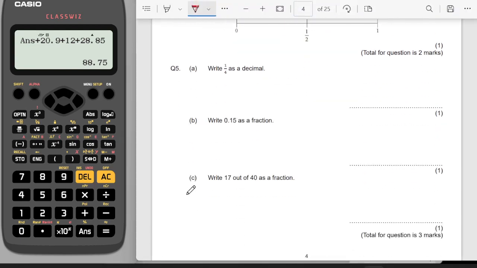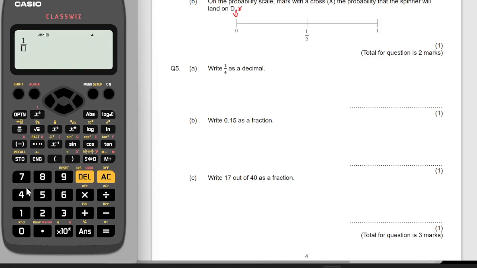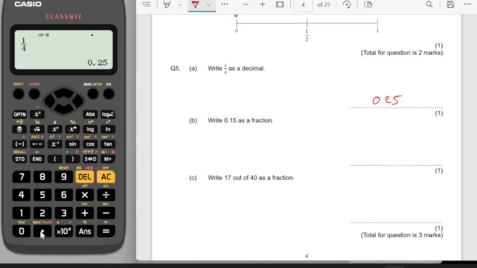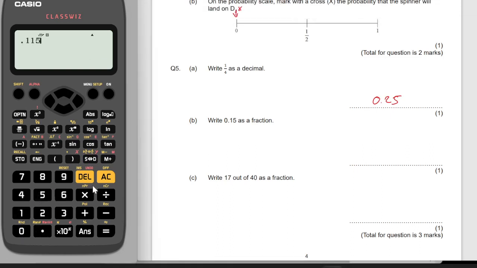Okay, question 5. We've got quite a few of these. So write 1/4 as a decimal. If you don't know, I can use my calculator for this. 1/4 equals, as a decimal, 0.25. As a fraction, so 0.15.